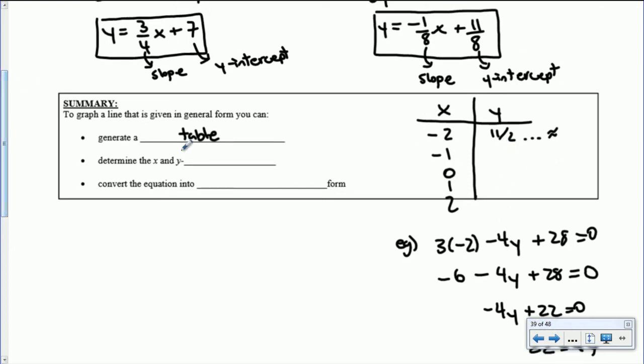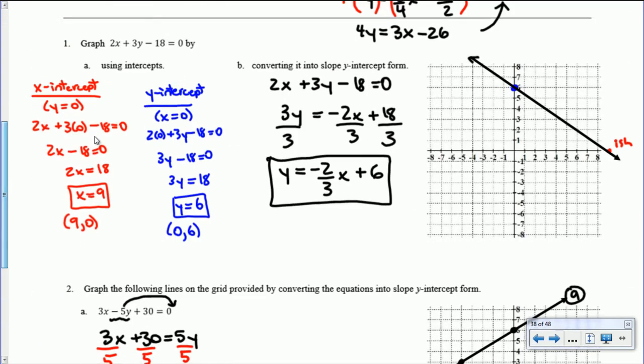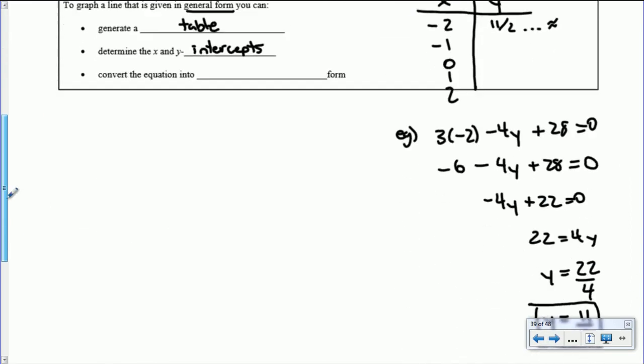Okay, the other way you can do it, probably the easier way, is to determine the x and y intercepts. That method is probably going to be your quickest way if you're given something in general form. Just looking back to what we did on this last page, it's this type of procedure. Much quicker, I think, because then we don't have to keep doing this.